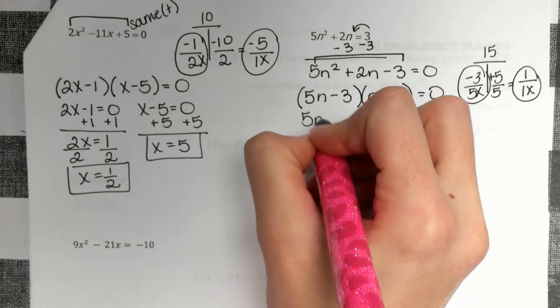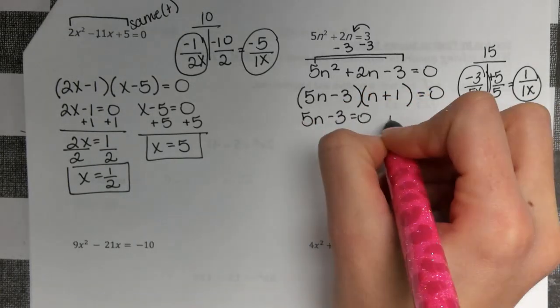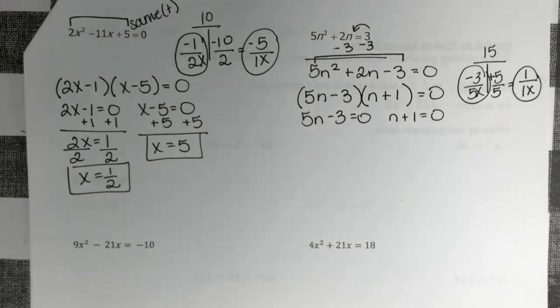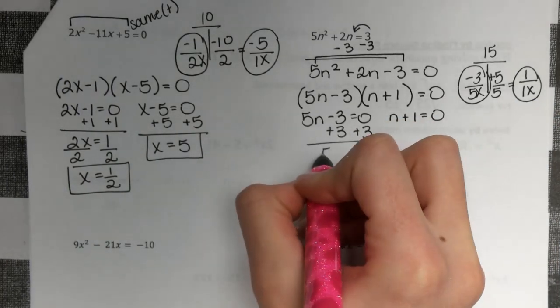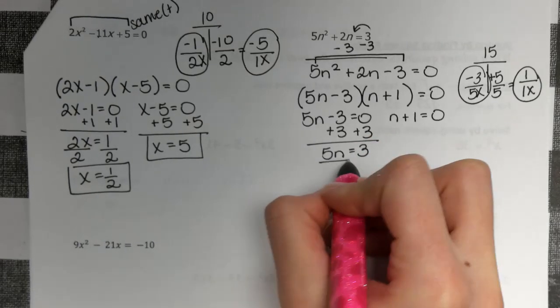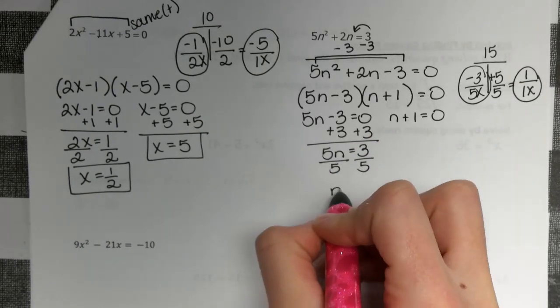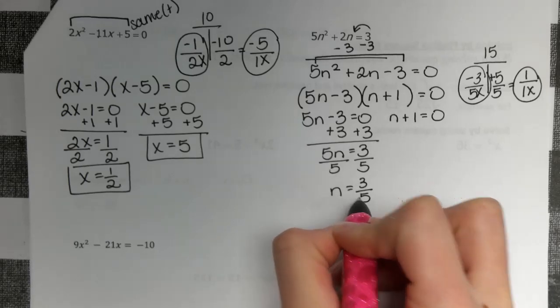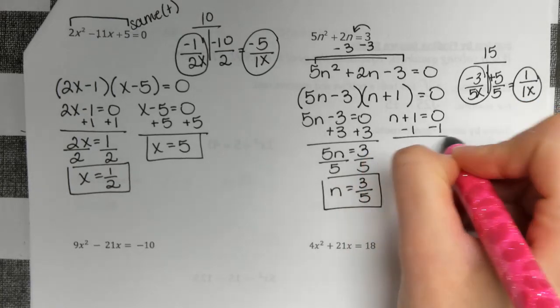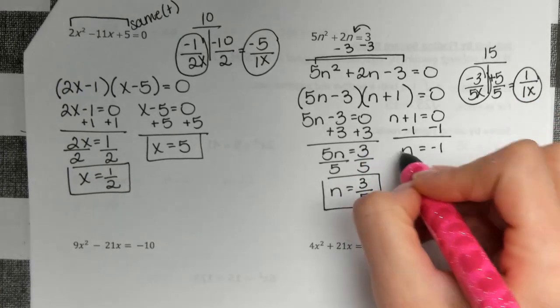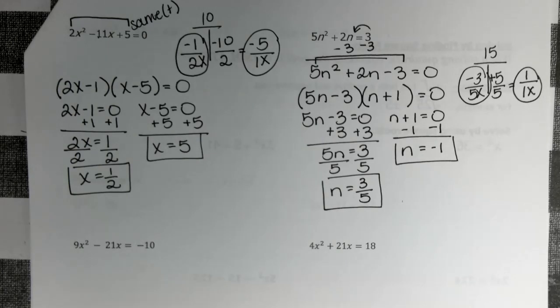So then 5n minus 3 equals 0, and n plus 1 equals 0. Add your 3. 5n equals 3. Divide by 5. N equals 3/5. Subtract your 1. N equals negative 1. There's my 2 answers. Okay? Y'all good with that? Do we have questions?